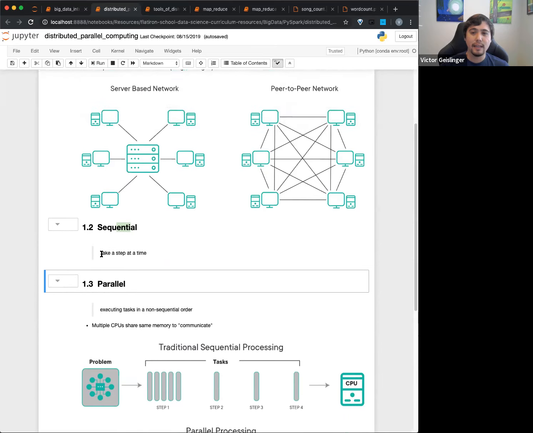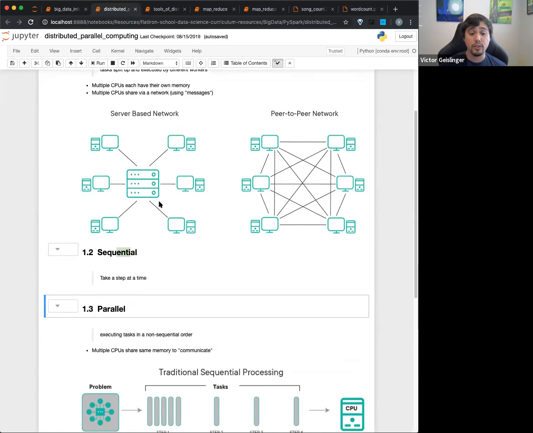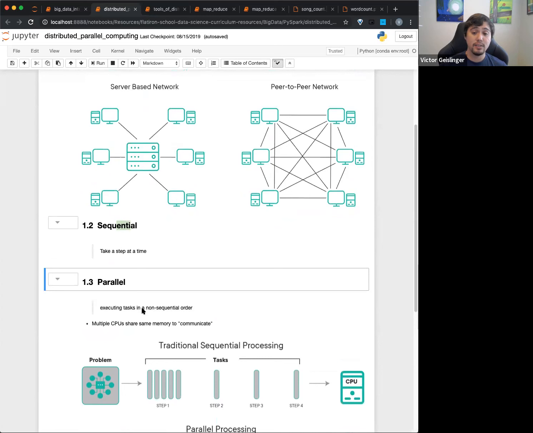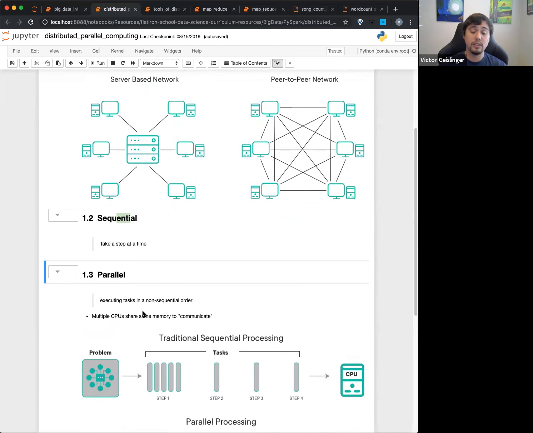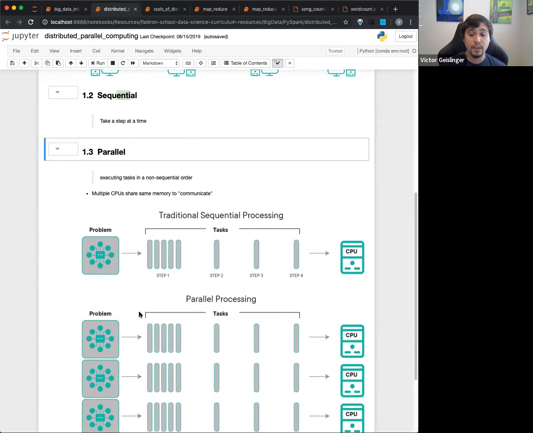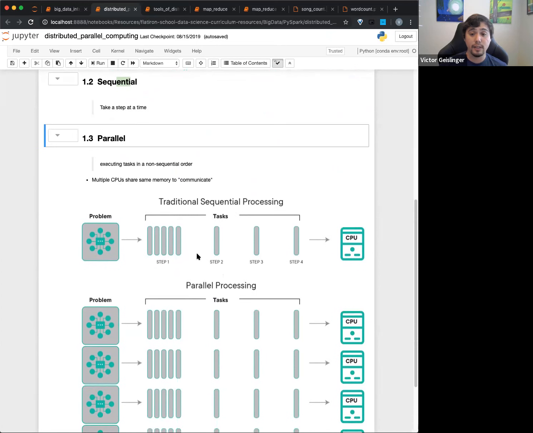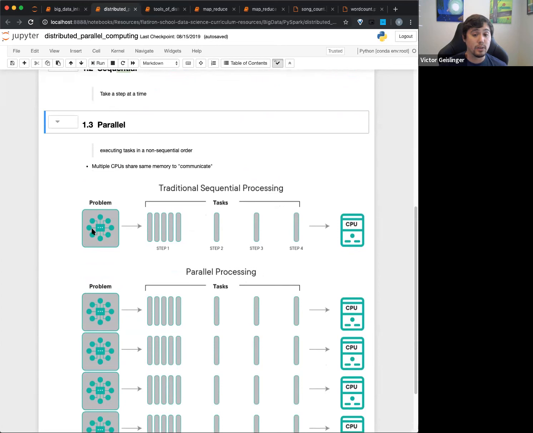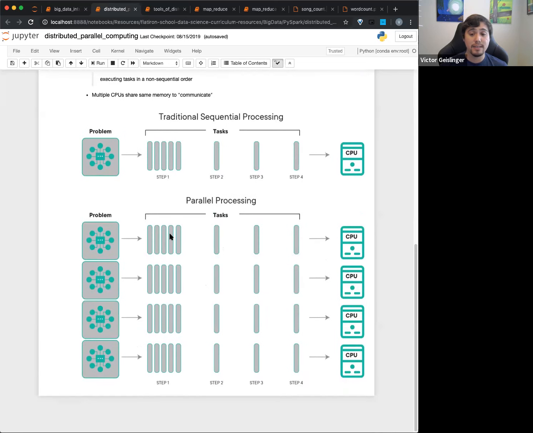So parallel and distributed sometimes get confused because they usually are used together. But parallel just means that you're executing different tasks in a non-sequential order. So you can do things out of order, essentially. And multiple CPUs are sharing the same memory to communicate. So this, again, is from the actual curriculum: here's a traditional sequential processing. Basically you do step one, and then you pass on to step two, and then step three, step four, and then it goes into the CPU. But here, you can imagine doing multiple steps, each kind of like a brain going off here, and then it passes off to the same CPU and connects together. So parallel processing is basically everyone doing it together in parallel.